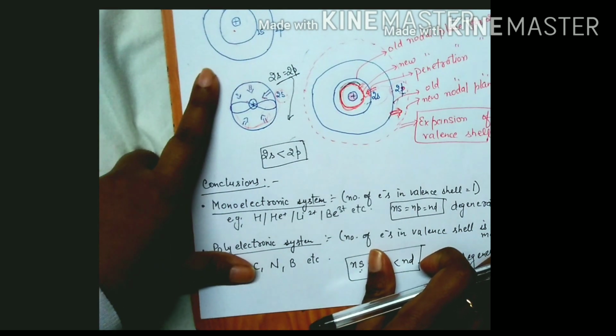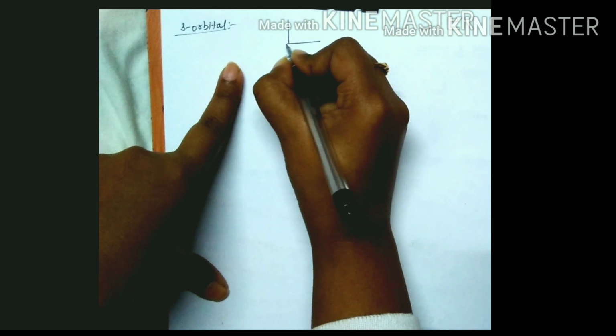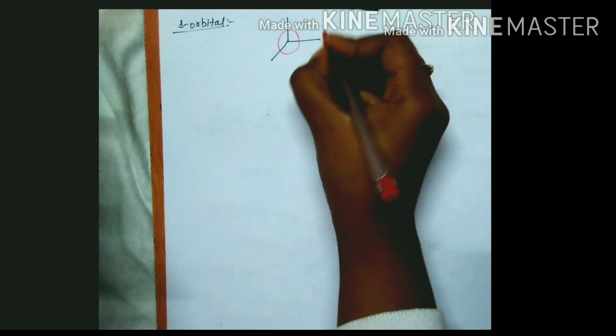Now we have already studied about these shapes. Now we are going to study about the orientation, how these orbitals are oriented. First of all, we're going to study the s orbital orientation, which is very easy actually. Suppose this is your x-axis, this is your y-axis, this is your z-axis. So s orbital is oriented like this. It is spherical in shape. Okay, it is very symmetric.